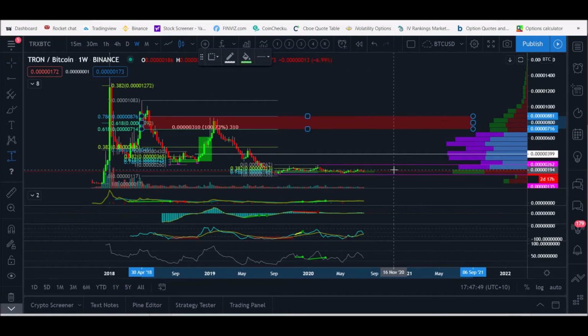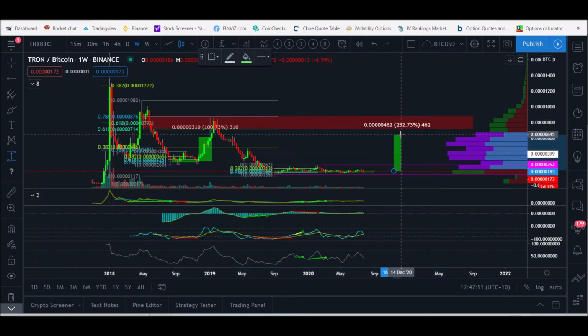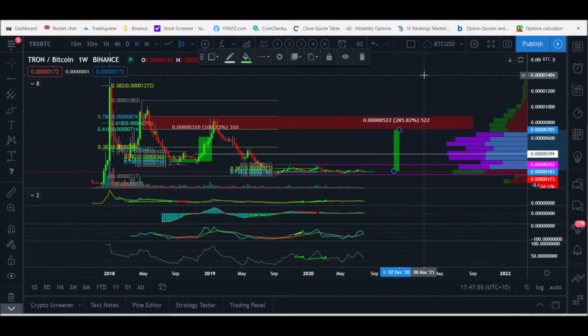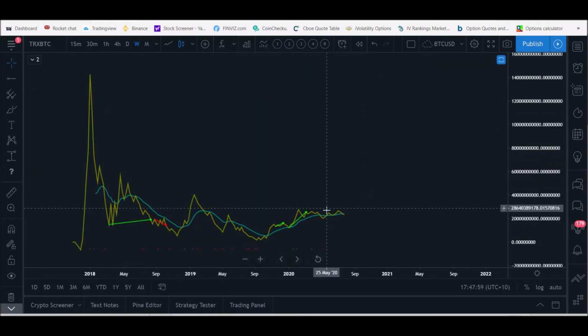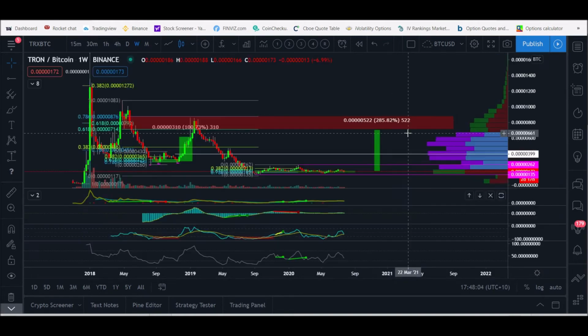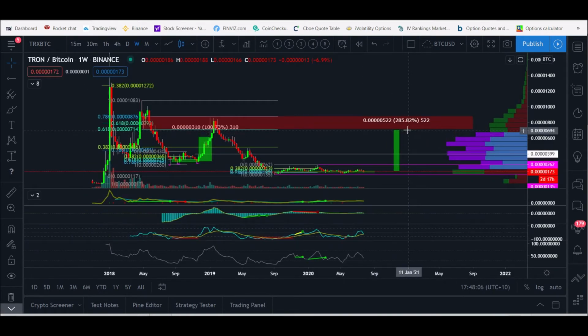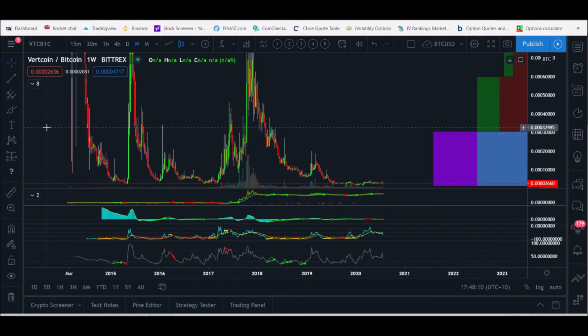Looks pretty good. From current price, that's not really current price, but to the 618, if you want to be conservative, is 280%, which looks reasonable. OBV on the weekly still looks bullish. We have passed the 0 mark, so we are still bullish. So that's basically Tron. Moving on to VTC.